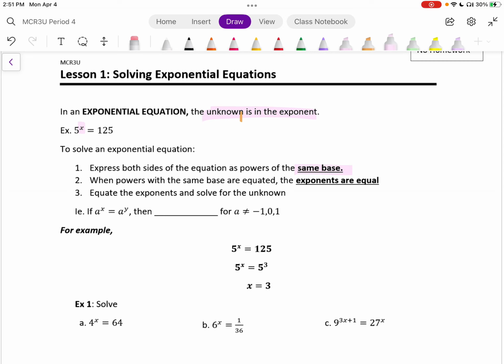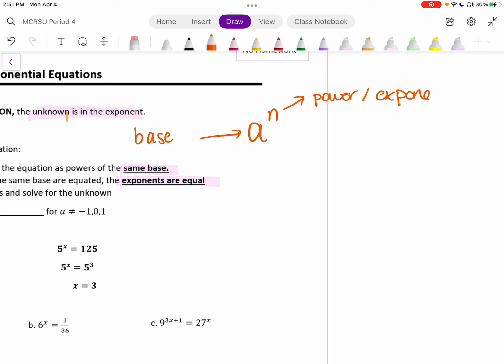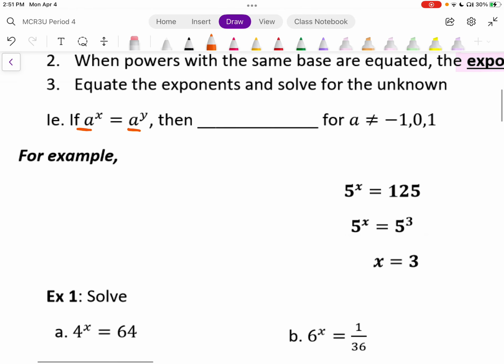When the powers with the same base are equated, the exponents are equal, and equate the expressions to solve for the unknown. So for example, here you have a and a, they're both the same base, right? If you need a little bit of refresher, the a is the base here of the exponent, and this is the power or the exponent, right? So you want to have the same base for everything. If that's the case, then we can say that the two exponents are equal to each other.